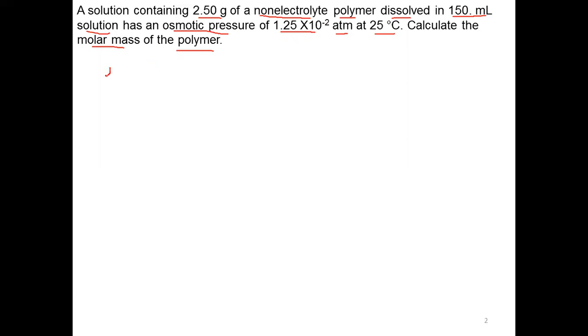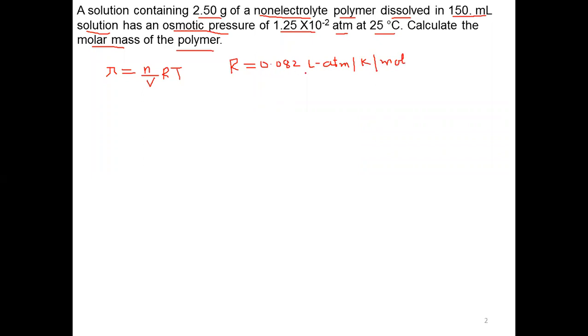First of all, we will write the formula. We have pi is equal to n upon v RT. So this is the formula. Now I will write the value of R. For these numericals we have to use this value of R, 0.082, and its units are very important: liter atmosphere per Kelvin per mole. So please remember the units because these are very important.